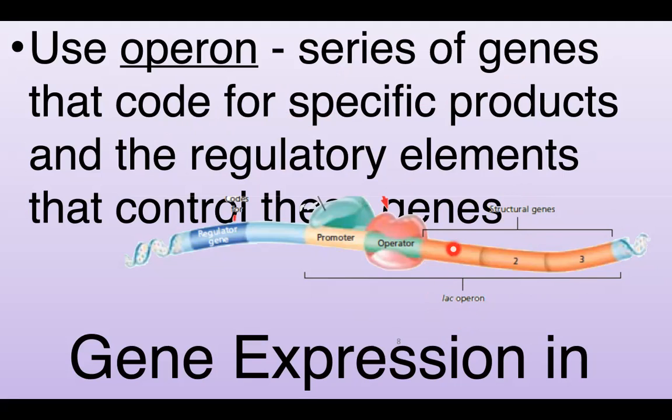So in the Lac Operon, there are three structural genes. So they're going to make three different proteins. And then you've got the operator, you got the promoter, and the regulator gene. These are the regulatory elements here. And these are the structural genes that code for specific products.